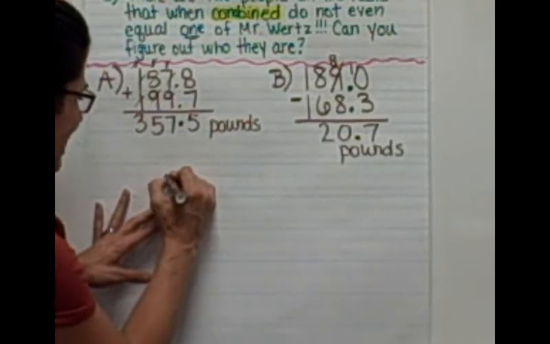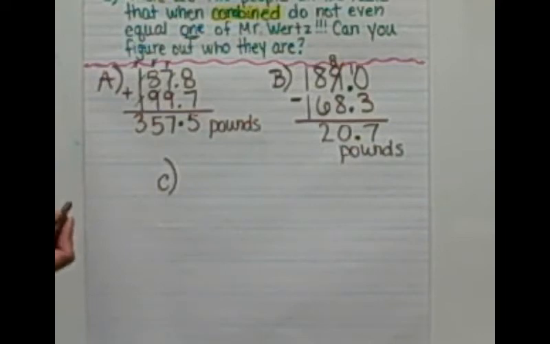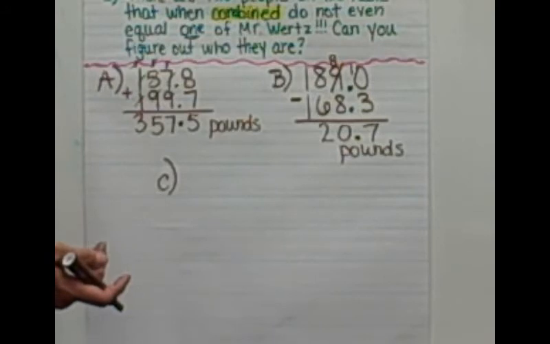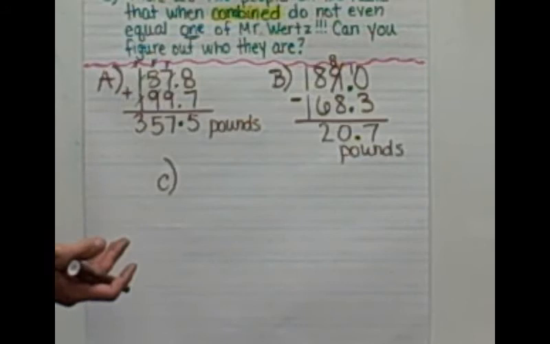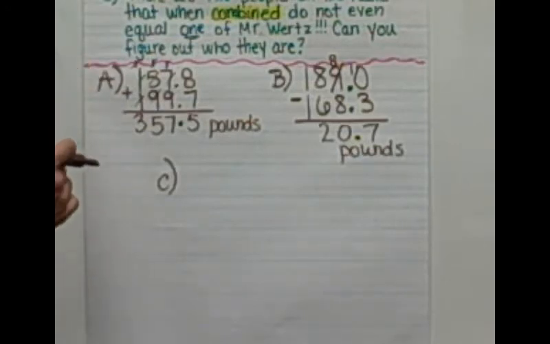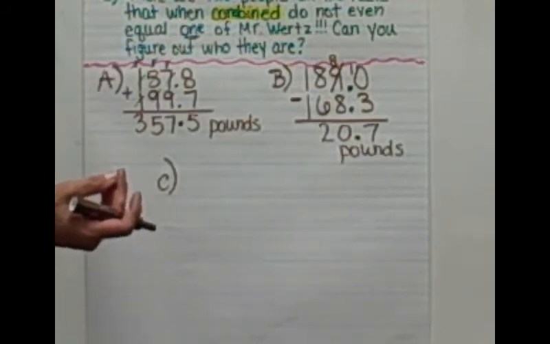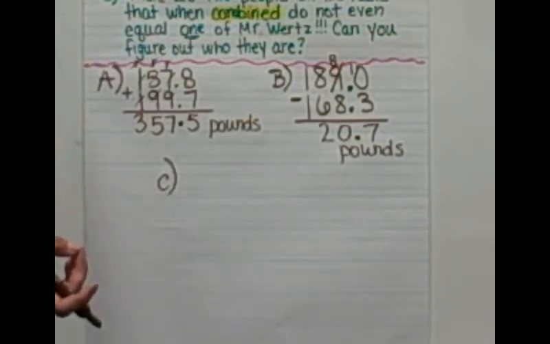And finally, for C, this should have been a fun one. You needed to figure out which two people, when combined, do not even equal one of Mr. Wertz. So if you look at your chart, Mr. Wertz weighed 257.3 pounds. Well, the two staff members who, when you add their weight, and the reason I say add is because your question said when combined. Combined means to add.